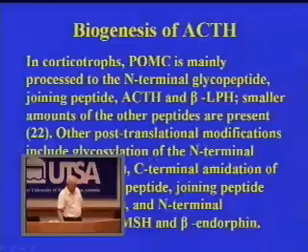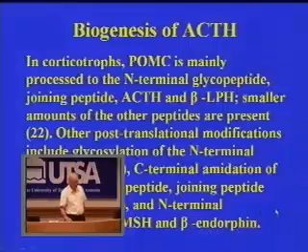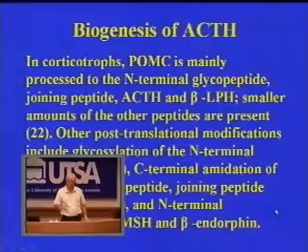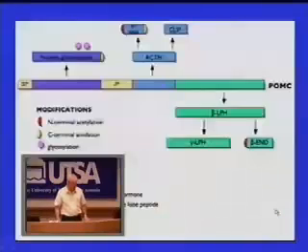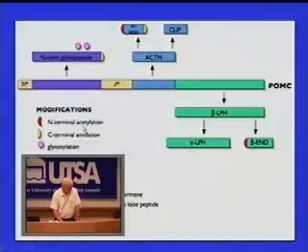There are other post-translational modifications, glycosylation, N-terminal glycopeptide addition, as we had said. That's the glycosylation. And C-terminal amidation of the N-terminal glycopeptide, the joining peptide, and the alpha MSH, and N-terminal acetylation of the alpha MSH and beta endorphin. So depending upon the cleavage byproducts that are produced, there's additional post-translational processing that can occur to those, and that, of course, is summarized in this slide.